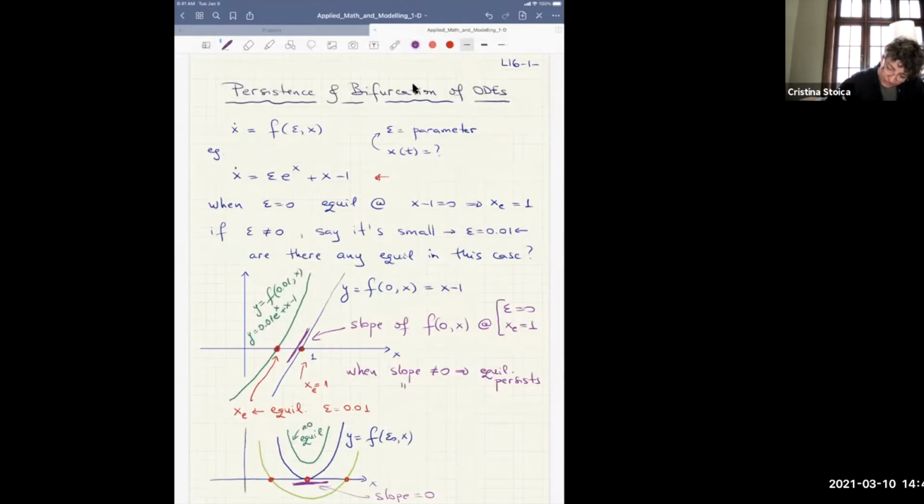But what is this slope? This is actually df/dx taken at the value where we started, right? At epsilon and x being 0 and xe. So if this is non-zero, then the equilibrium persists. So this is what I'm showing you.